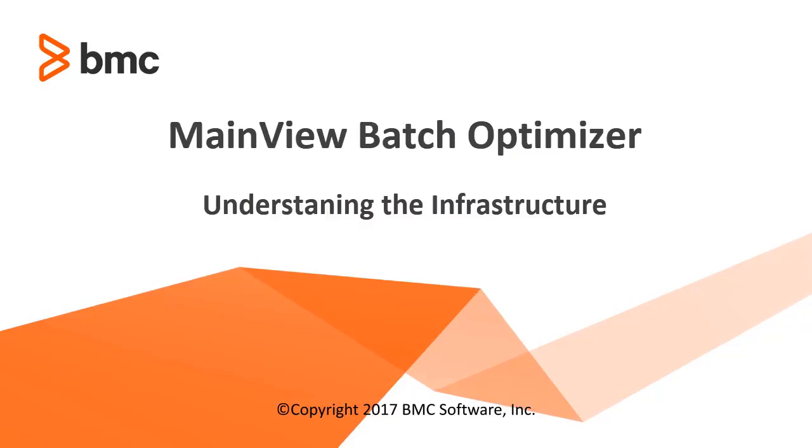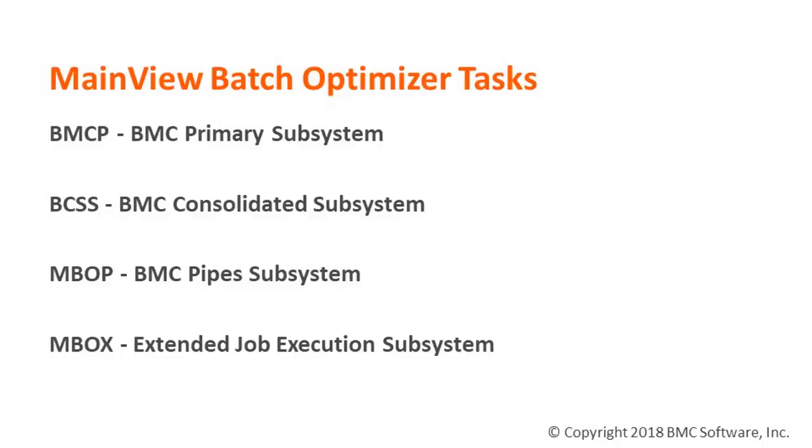Today we'll be reviewing the basic infrastructure of MainView Batch Optimizer, or MVBO. The MainView Batch Optimizer infrastructure consists of 4 started tasks. These tasks are normally started during the IPL process of an LPAR and are intended to remain up and running until the next IPL cycle.